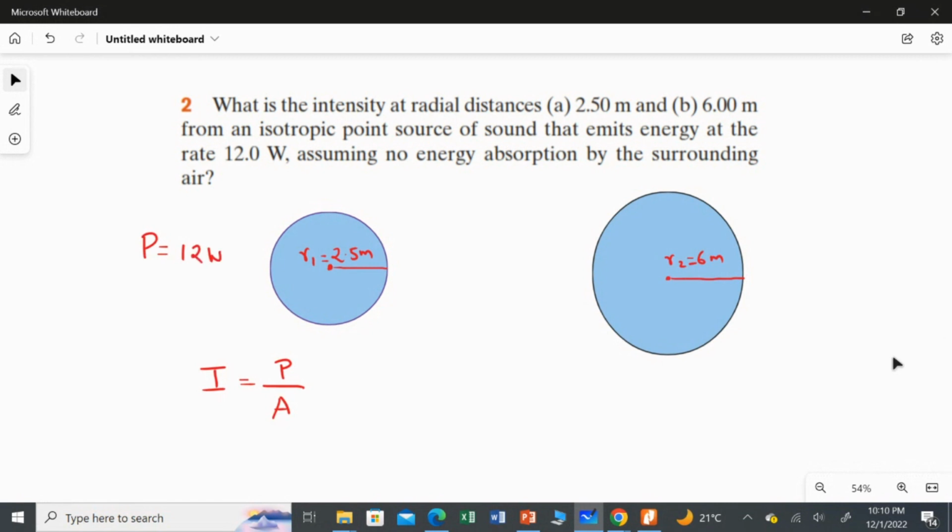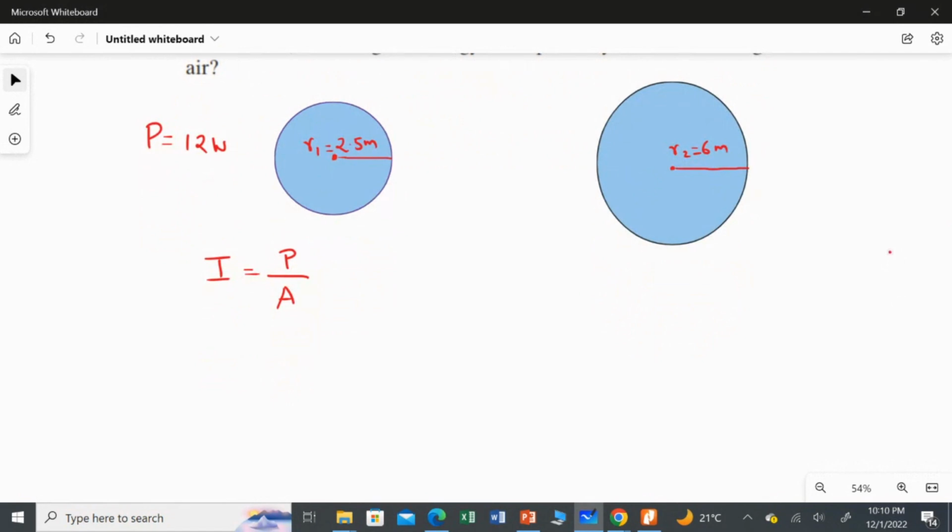So now I have to substitute this value here. The most important thing, it looks like a sphere, right? So we have to consider the surface area of the sphere. The surface area of the sphere is given by the rule 4 pi r square, right? So I have to take this formula and substitute here. I take R1 because first of all I'm going to calculate the answer for the radial distance 2.5 meter, and after that I have to come to the distance 6 meter, right?